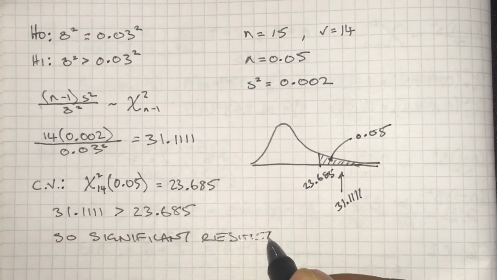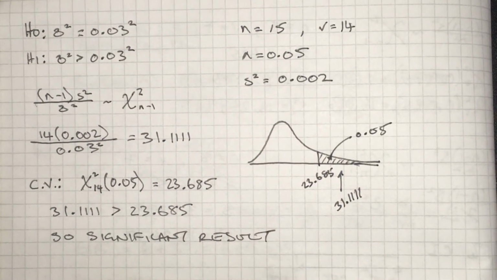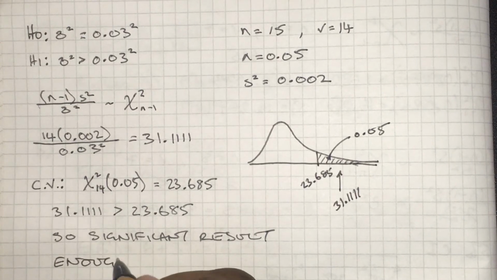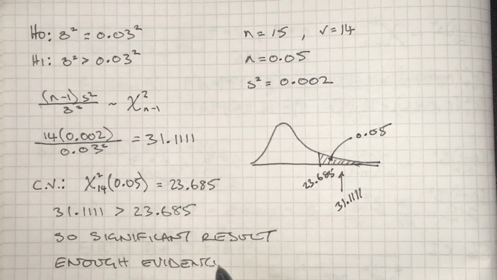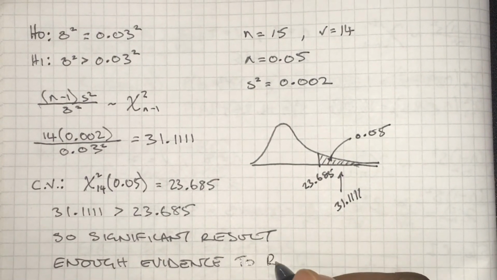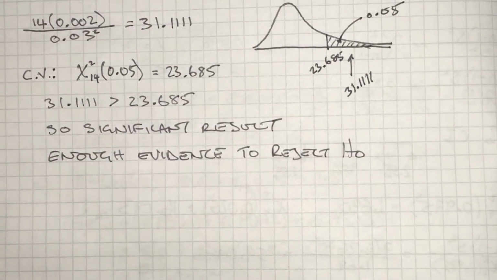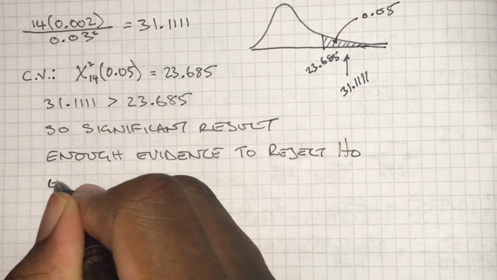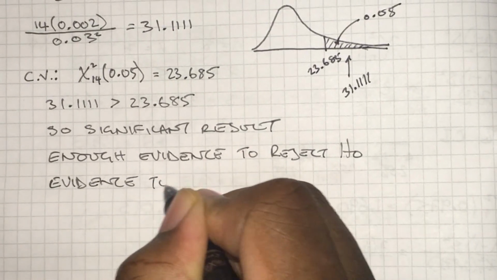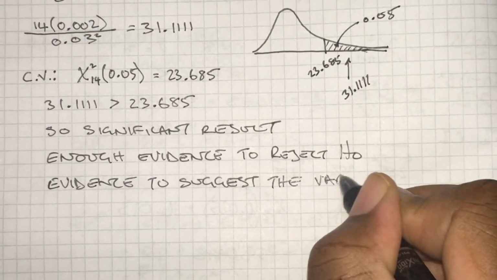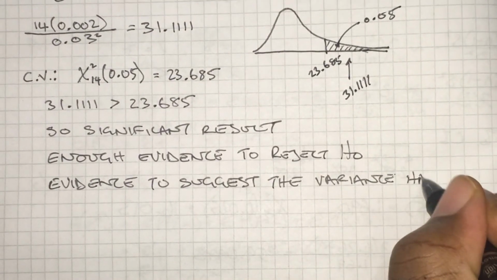There is evidence that the variance in the size of the pistons that the machine is producing has increased. Okay, be careful just to include the extra detail there. Mark schemes very regularly insist on that extra detail.